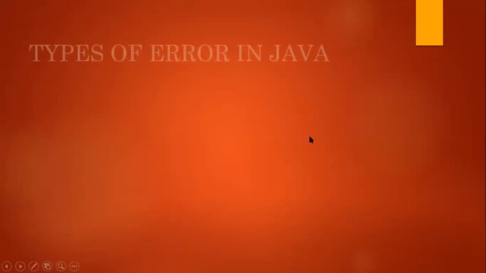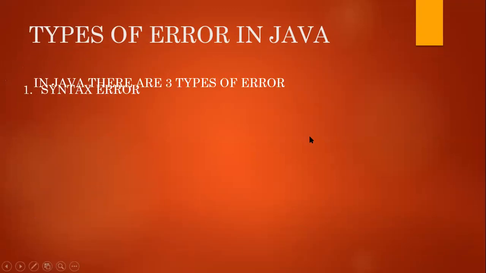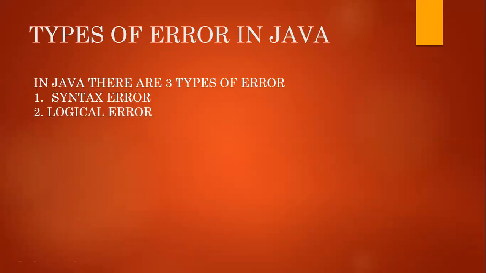Okay, now let's talk about the last topic: the types of errors in Java. So basically there are 3 types of errors in Java. The first we call syntax error. The second we call logical error. And the third and important type of error which we come across is runtime error. So these are the 3 types of errors which we generally come across whenever we are programming in Java: syntax error, logical error, and runtime error.